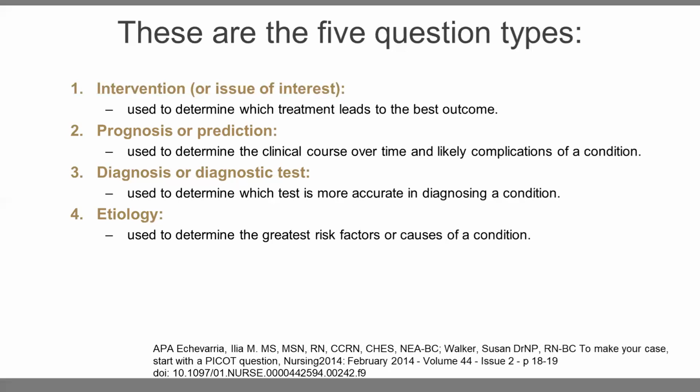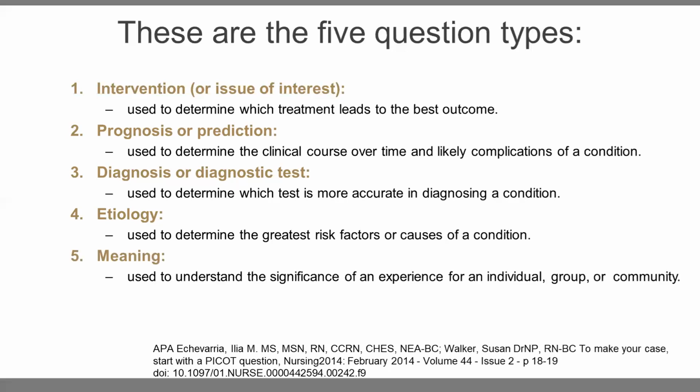The fourth type is etiology. It is used to determine the greatest risk factors or causes of a condition. And the fifth is meaning. When we are seeking meaning, and usually this is done in social sciences, it is used to understand the significance of an experience for an individual, group, or community.